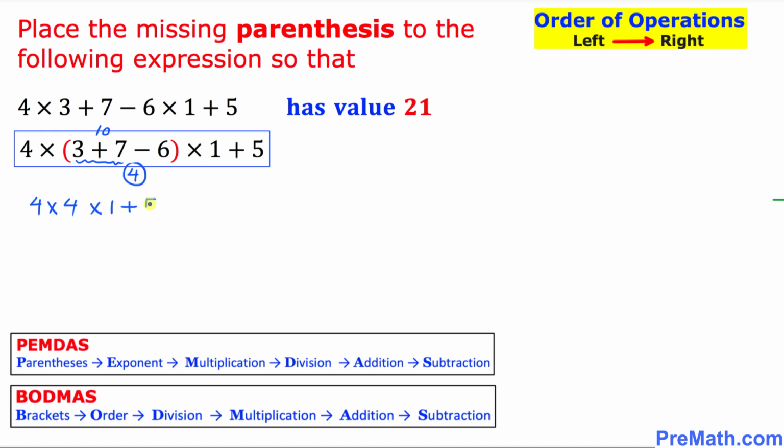As you know, we always go from left to right, so we're going to do this one first. 4 times 4 is 16, and then times 1 plus 5. Once again, 16 times 1 is going to be 16, and then plus 5 is going to give us 21, and that is the correct value. So that means that we got the correct location for these parentheses.